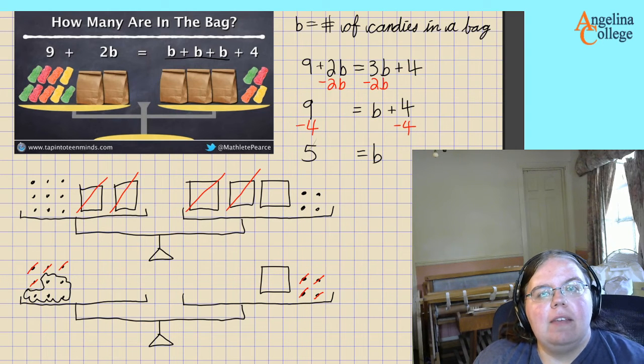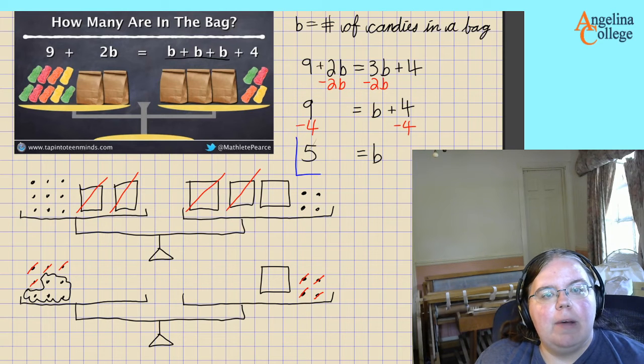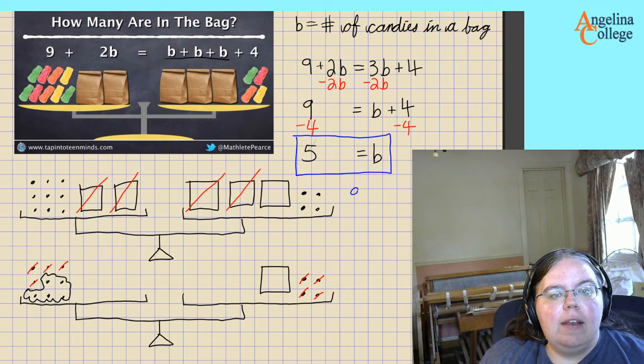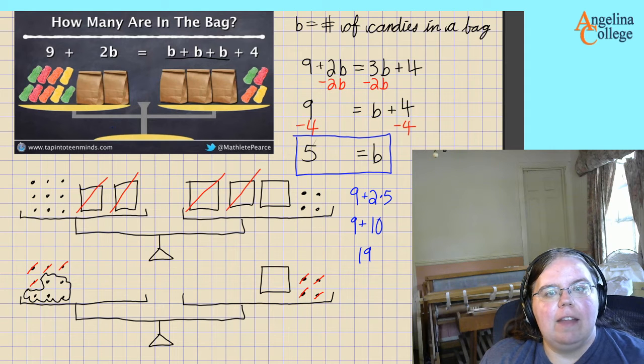Okay, so is that true? Well, we should definitely check. I'm going to put a box around this for a minute because we think it's our final answer, but let's go ahead and check. So 9 individual candies plus 2 bags of 5 candies each. Well, that would be 2 times 5 is 10. So 19 candies on our left-hand side.